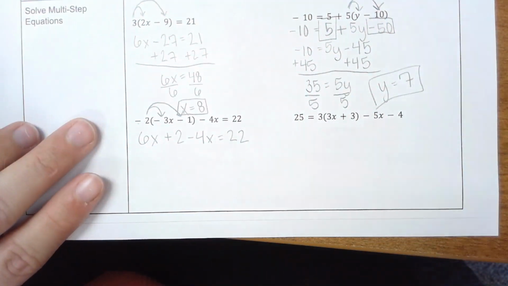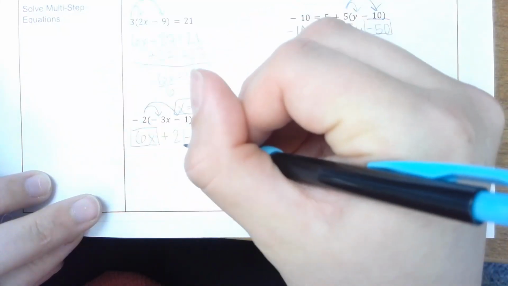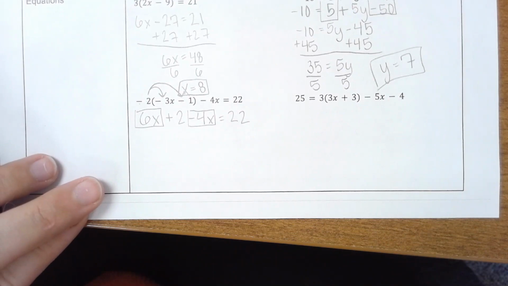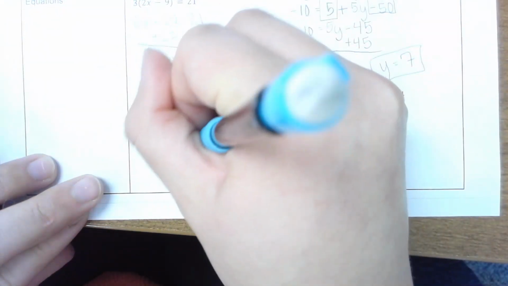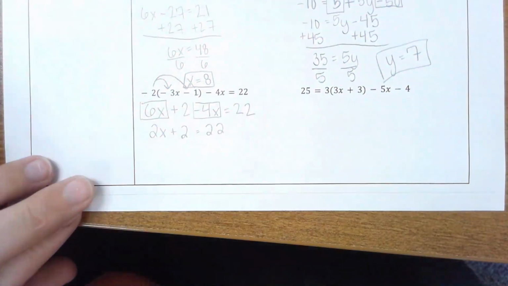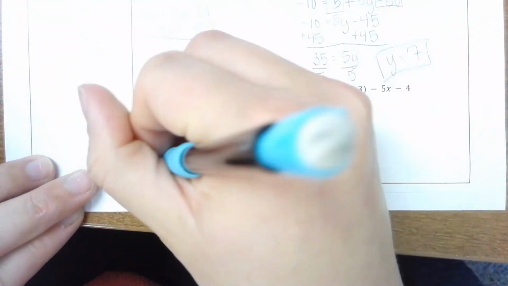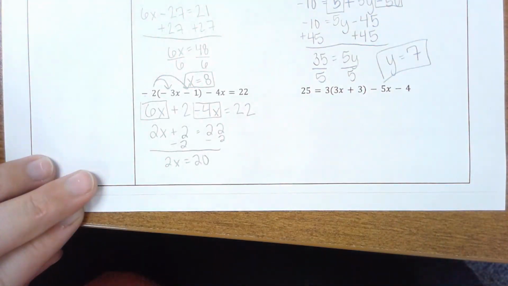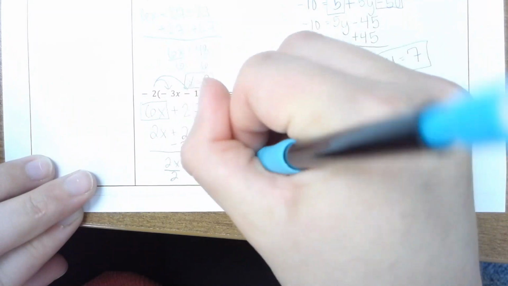Notice how this is still not in the form that we want it in because I still have like terms on one side of my equal sign, so I need to combine 6x minus 4x to get 2x. And now notice how it's in my basic two-step form. So first step, minus 2 from both sides. I get 2x equals 20. And then divide by 2. And you should have got x equals 10.